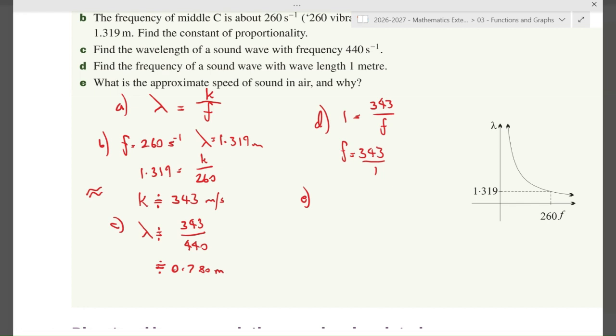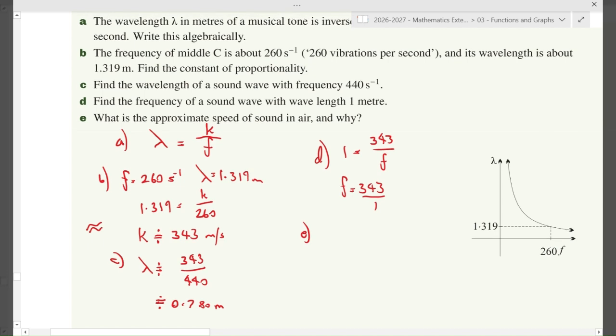Approximate speed of sound in air. What is the approximate speed of sound in air and why? Not based on physics, based on what you've got here. 343 meters per second. Why? Because that's what we worked out as our constant of proportionality. We went, it travels at approximately 343 meters per second. We've just done 1 meter and we got 343. And don't forget the frequency is vibrations per second. So 343 meters per second.